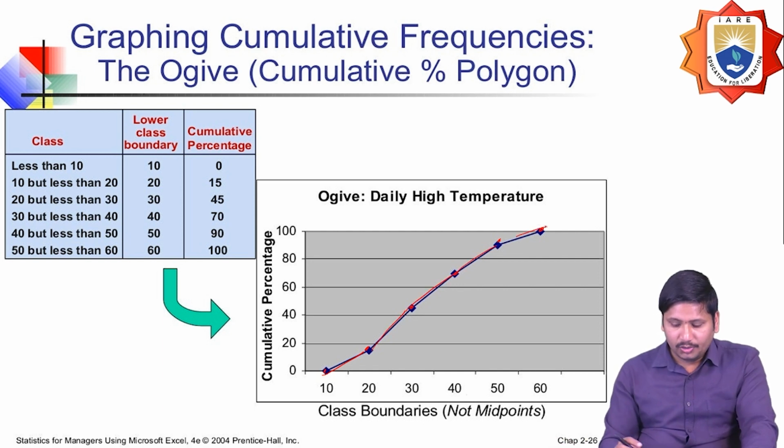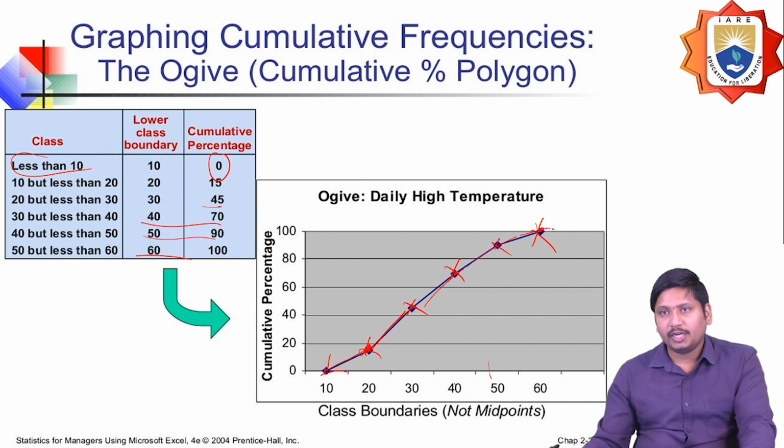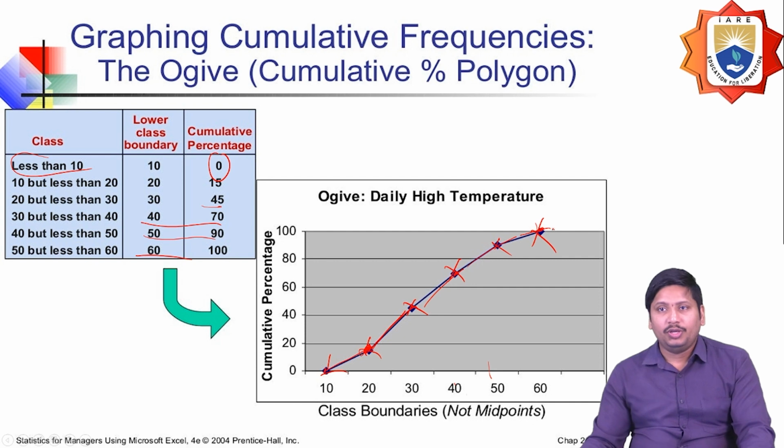So what is the value here? For less than 10, the cumulative percentage should be 0, with class boundary 20. For 20 it should be 15, for 30 it should be 45, for 40 it should be 70, for 50 it should be 90, and for 60 it should be 100. After joining all these dots with a straight line, it becomes the ogive.